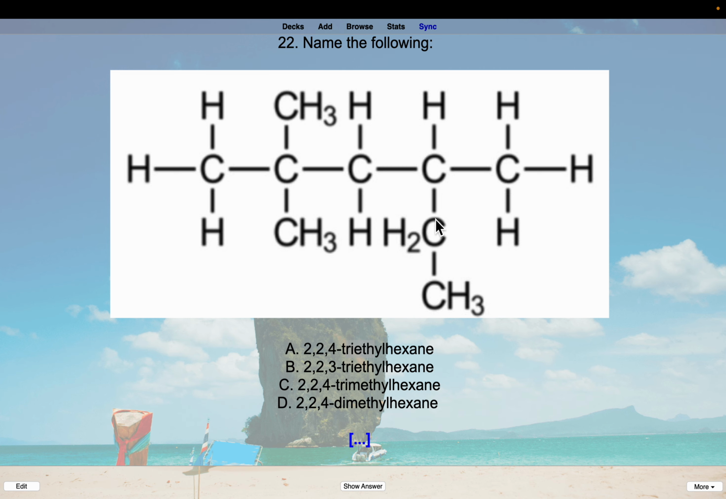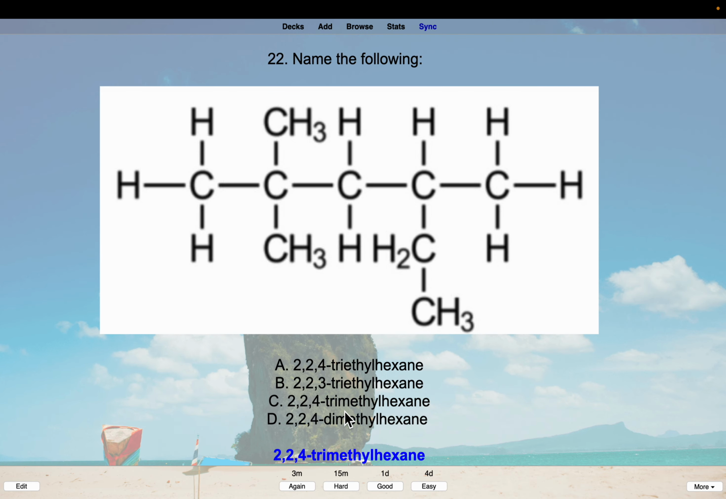There is no ethyl here. One of the choices has ethyl because you might have thought that this was ethyl, but it's not, because if ever this was ethyl, then this parent chain should have been longer. But the case is, using this as part of the parent chain, we had the most carbon atoms. So the answer is trimethyl hexane, letter C, 2,2,4 trimethyl hexane.